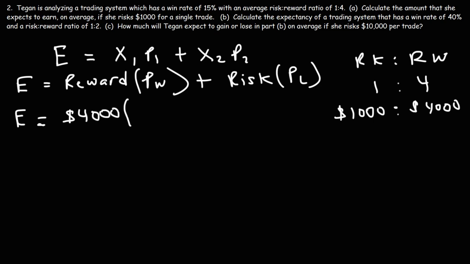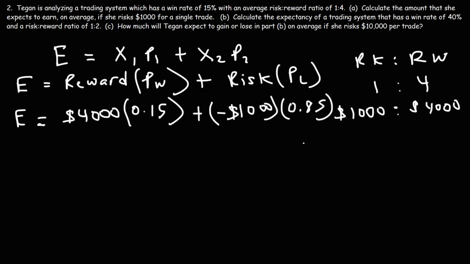And the probability of winning, that's the win rate of 15%, which is 0.15 as a decimal. Divide 15 by 100. Now the amount that she stands to lose is what she's risking, so we're going to put a negative sign there. That's a negative 1,000 times the probability of losing. If there's a 15% chance that she's going to win, there's an 85% chance that she's going to lose, or 0.85. You can find that number by taking 1 and subtracting 0.15.